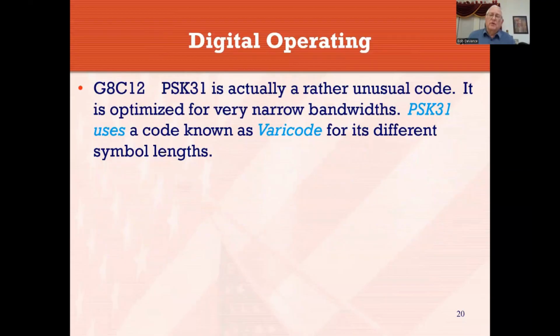PSK is actually a rather unusual code. It's optimized for very narrow bandwidths. As we said, it's 31.25 hertz wide. PSK 31 used a code known as a varicode for its different symbol lengths. Varicode meaning it varies the length of the bits, varies the lengths of the characters with it.